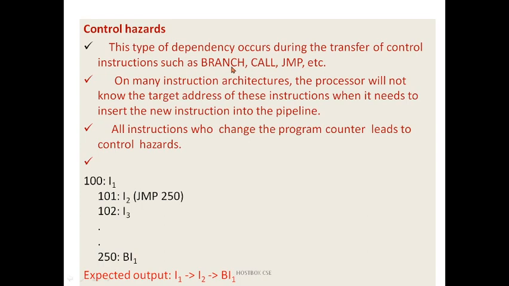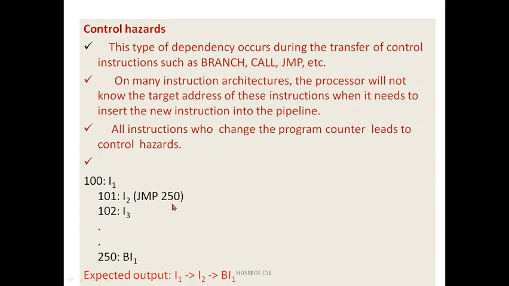Here, control hazards. This type of hazard occurs during the transfer of control instructions such as branch, call, jump, etc. Moreover, on many instruction architectures, the processor will not know the target address of these instructions when it needs to insert the new instruction into the pipeline, where all instructions that change the program counter lead to control hazard. So let's assume a sequence of instructions. Instruction I1 has address 100, I2 has address 101, I3 has address 102, and at last the branch instruction BA1 250.